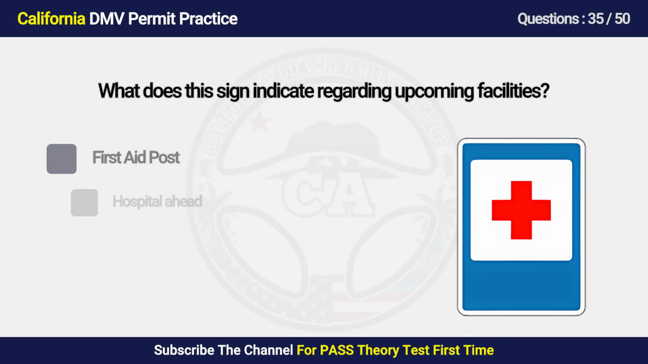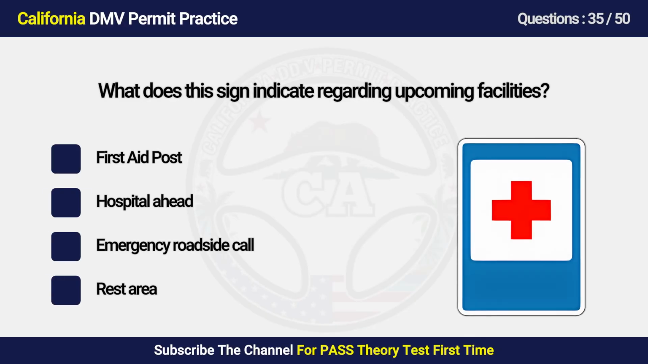Question 35. What does this sign indicate regarding upcoming services? A. First aid post. B. Hospital ahead. C. Emergency roadside call. D. Rest area.